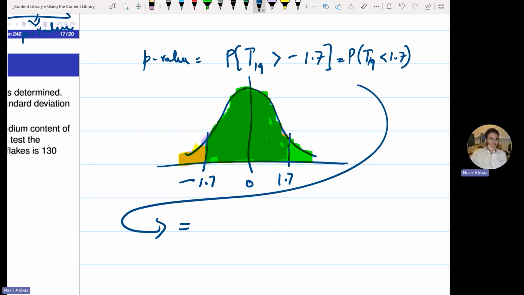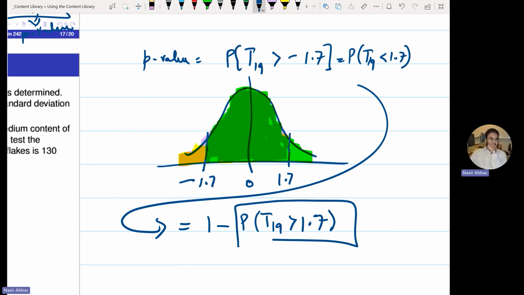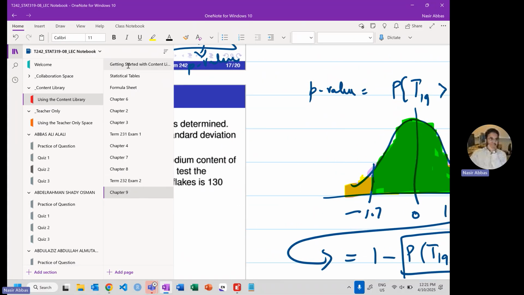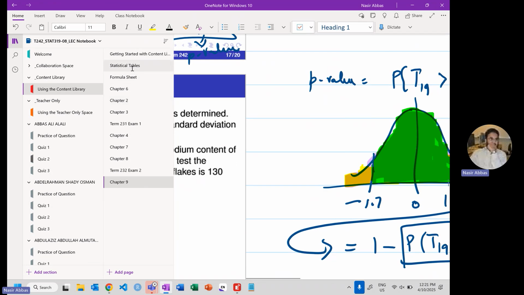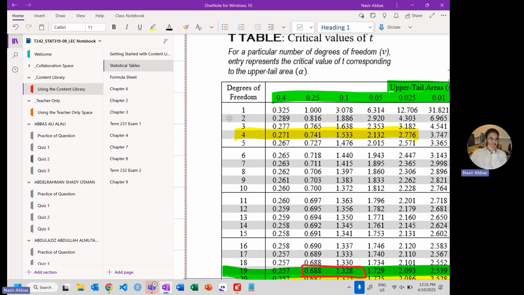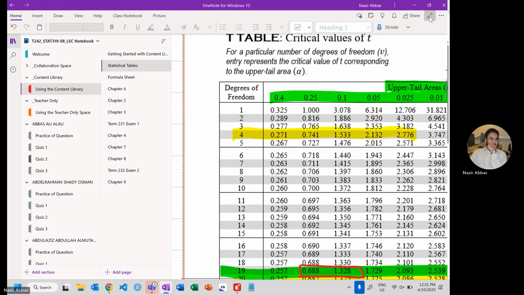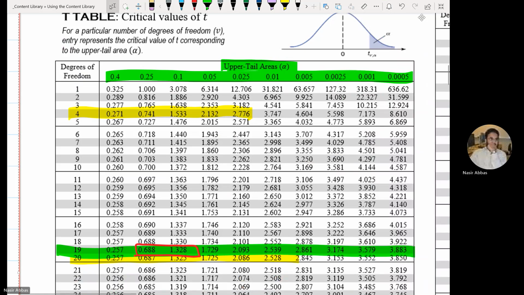What is the probability of T19 less than 1.7? This is 1 minus the probability of T19 more than 1.7. Correct? Now go to the table. The table will give you the probability of T19 more than 1.7. Just for practice, let me know if you are able to identify this value. What is that probability?